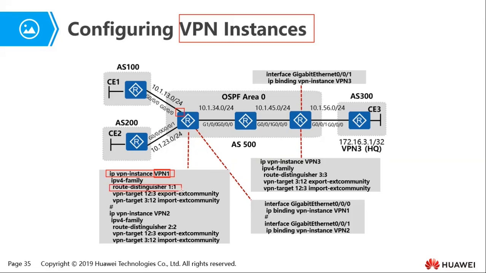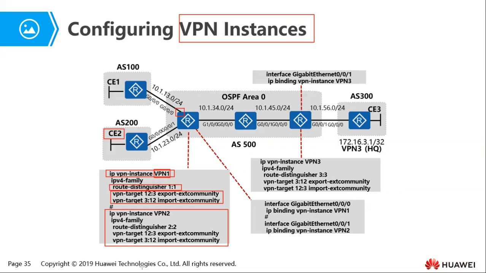Then we configure route distinguisher, RD, so that we can differentiate the networks. We also configure route targets, RT, in the export and import. So VPN target 12.3 export like that. You also have to do the same for VPN2, which is the VPN for CE2.